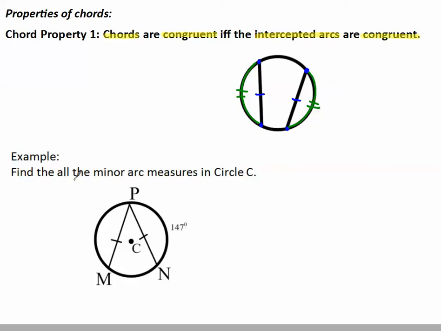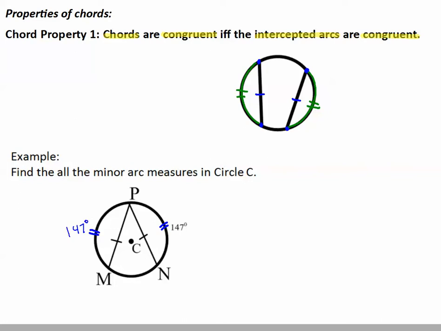Find all the minor arc measures in circle C. So first thing I notice is here has a congruent slash on this chord to this chord. Therefore, I know right away this arc is congruent to this arc. So if this arc says 147 degrees, this arc will also be 147 degrees.